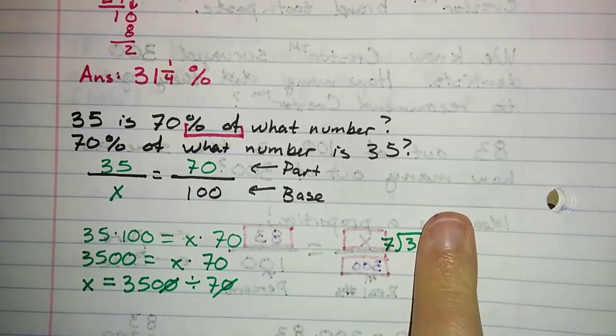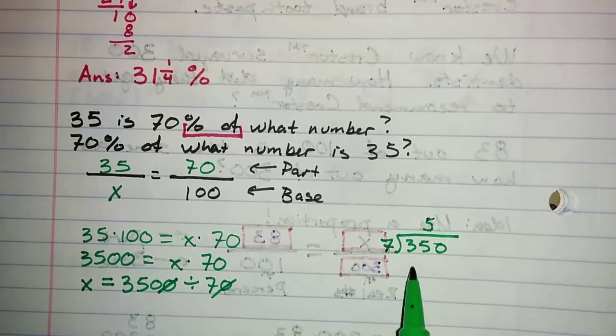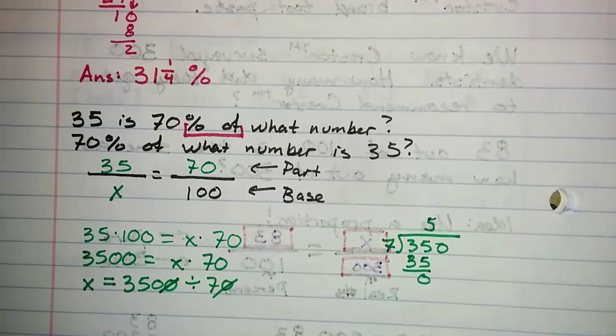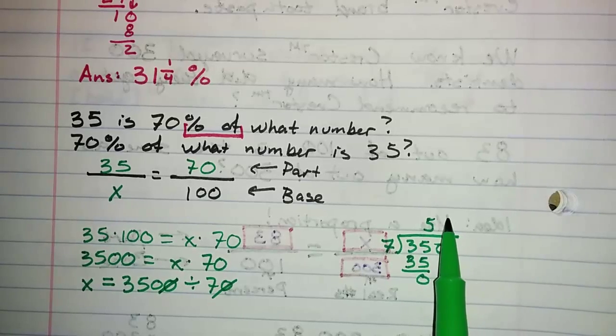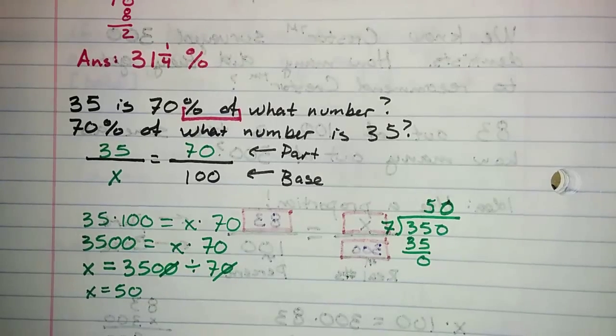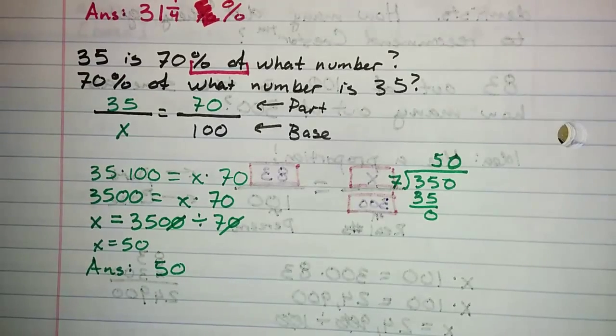7 goes into 3 not at all. It goes into 35 5 times. Uh-oh, nothing's left. Now what should I do? This 5 is in the tens place. I need another 0 just to hold the ones place. And so my answer, it's just 50. No problem.